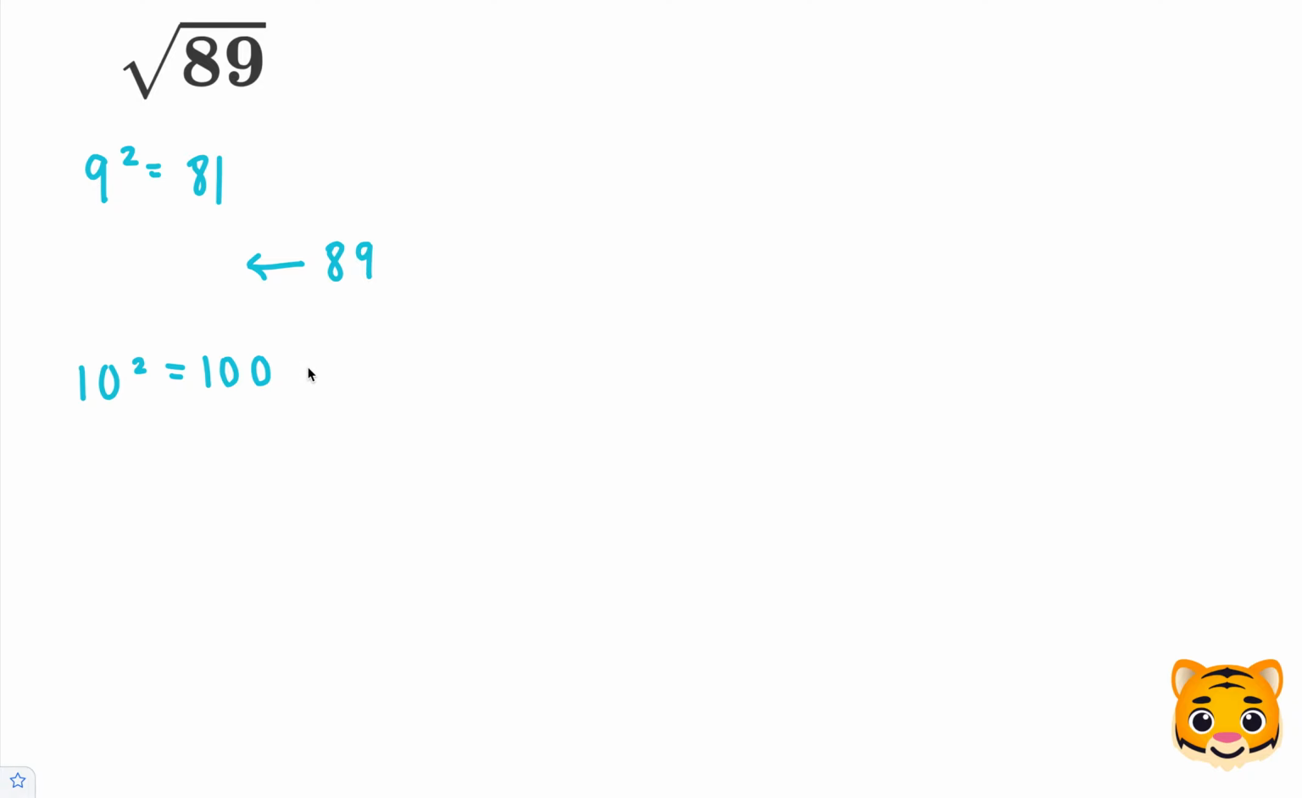So we can use this information to write the following inequality. The square root of 81 is less than the square root of 89, which is less than the square root of 100. And the reason we can write this is because 81 is less than 89, which is less than 100. Now we can rewrite the square root of 81 as 9, and we can rewrite the square root of 100 as 10. We can now see that the square root of 89 is between 9 and 10.